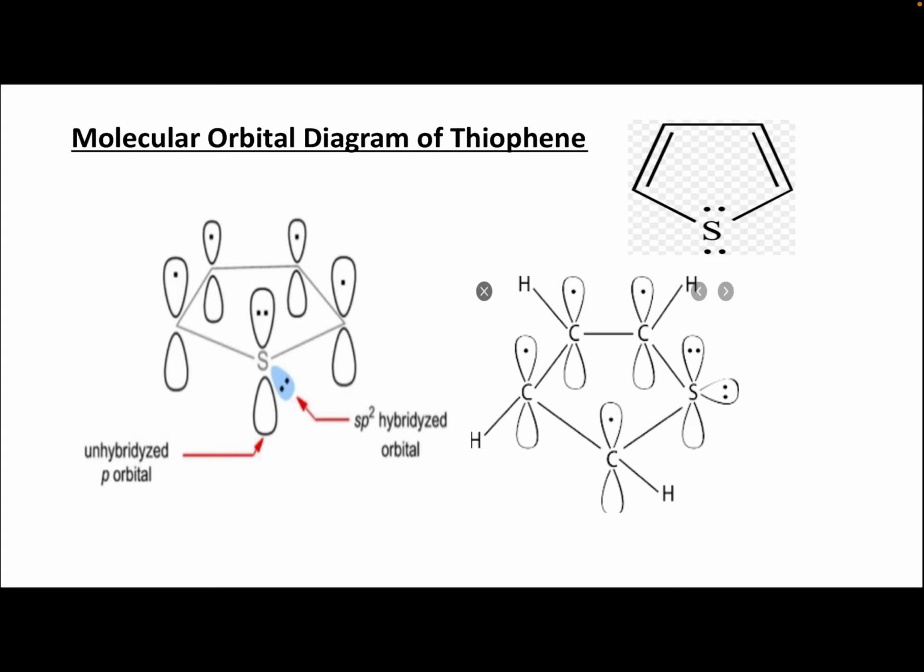So on this sulfur you are seeing one unhybridized orbital, and on 4 carbons there are 4 unhybridized orbitals, each having 1 electron, and on sulfur there are 2 pairs of electrons. One pair of electrons is in the sp2 hybridized orbital, and one pair of electrons is in the unhybridized p orbital.